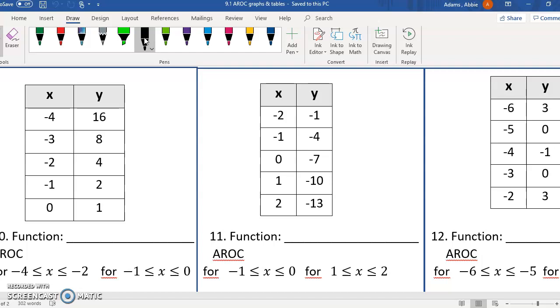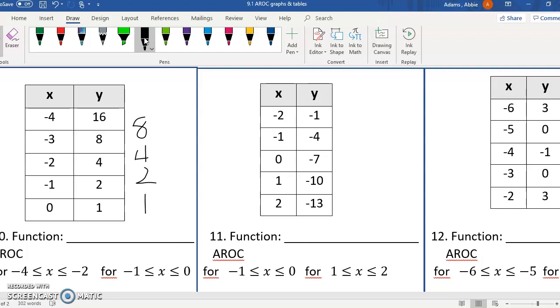So 16 to 8, that is a difference of 8. I'm just going to do absolute difference here. 8 to 4, that's a difference of 4. 4 to 2, that's a difference of 2. And 2 to 1, that's a difference of 1. Well, if I'm looking at that, 1 times 2 is 2. 2 times 2 is 4. 4 times 2 is 8. And 8 times 2 is 16.